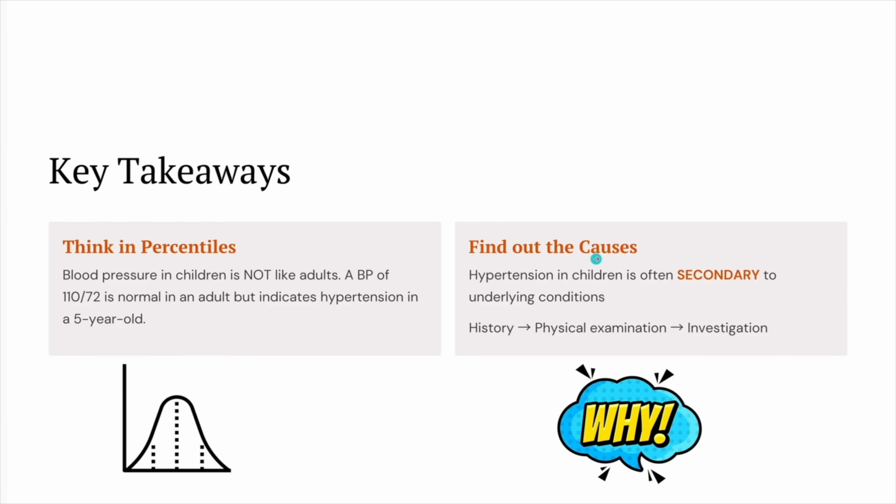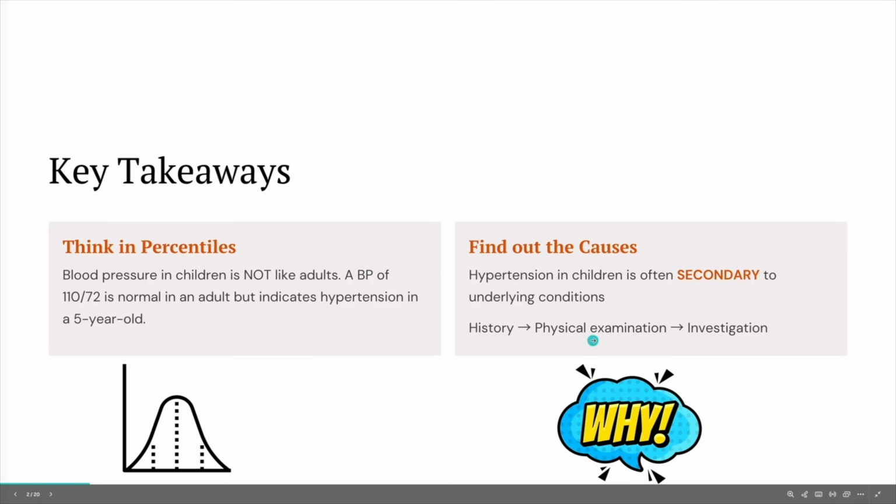The second concept is we cannot overlook the cause. We need to find out why the children is having hypertension, because it's often secondary to some underlying conditions. How should we find out? Go back to the basic: history, physical examination, and investigation. So these are two takeaways. Do remember this throughout the whole video.